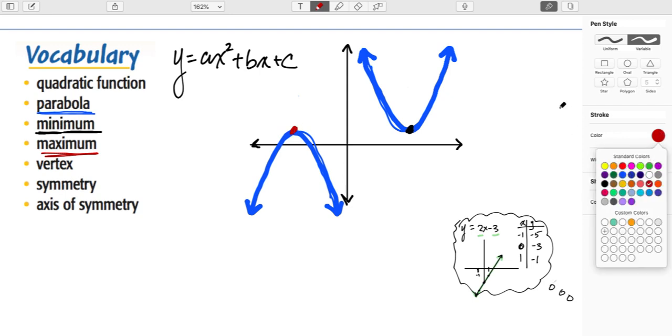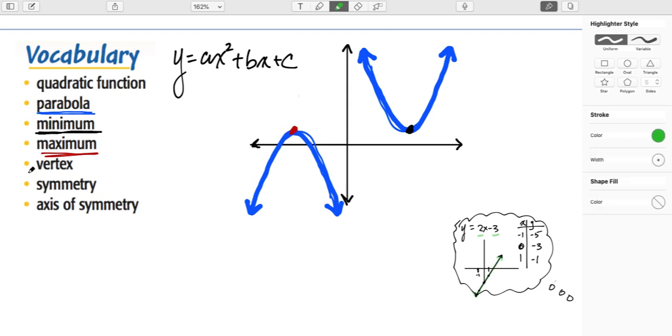So I mentioned to you before that these points have more than the name minimum or maximum. They're actually called vertices, or the vertex of the parabola. So I'm going to highlight both of those. The vertex of the parabola is kind of like the folding point. It's kind of like the mountaintop or the deepest valley point. It is the minimum or the maximum point in terms of the value.